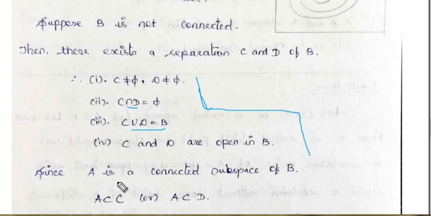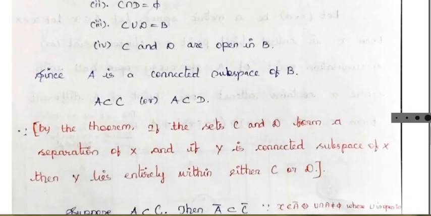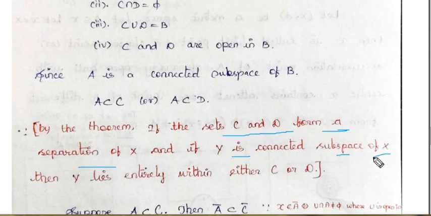We know that by hypothesis A is a connected subspace of B. In the previous lecture, we saw the theorem: if the sets C and D form a separation and Y is a connected subspace of X, then Y lies entirely in C or Y lies entirely in D. That is, Y is a subset of C or Y is a subset of D. We use this theorem here. A is a connected subspace of B, so A is a subset of C or A is a subset of D.